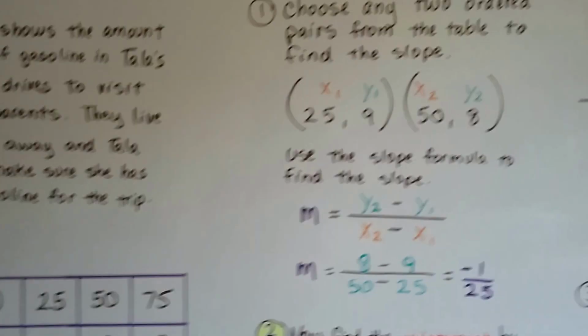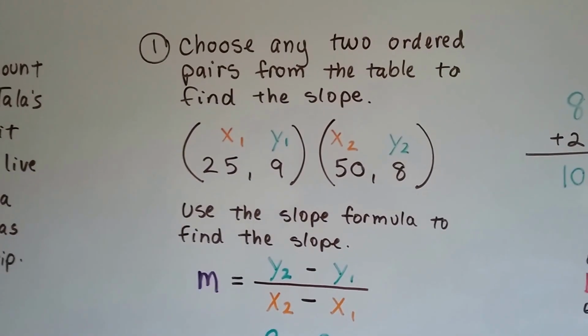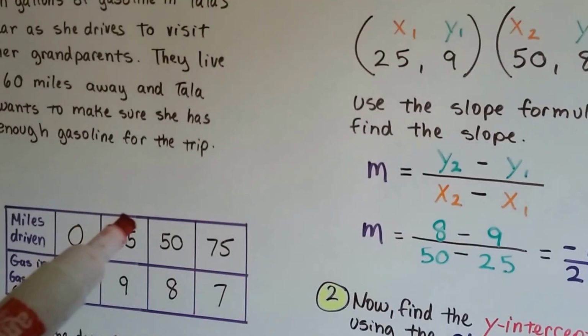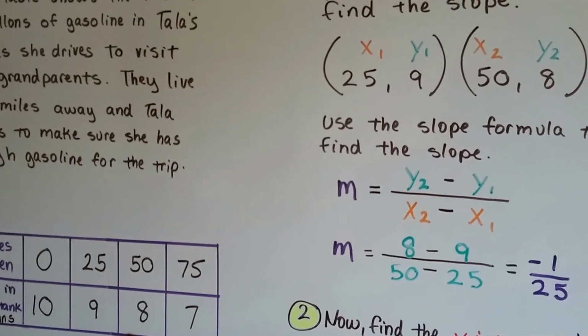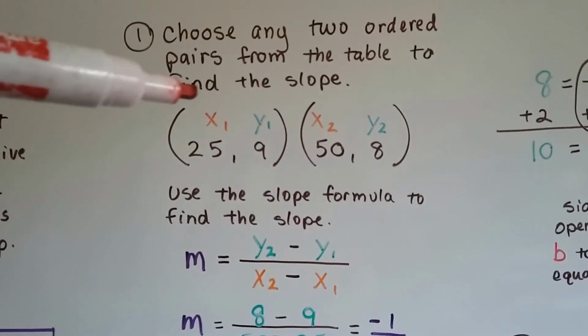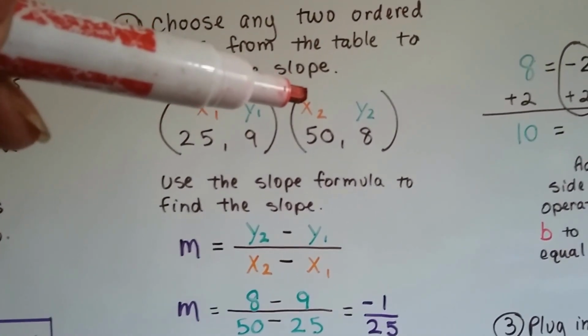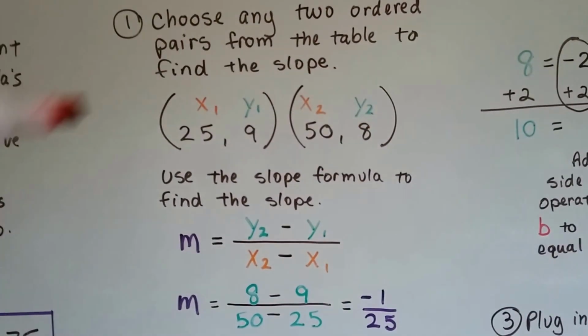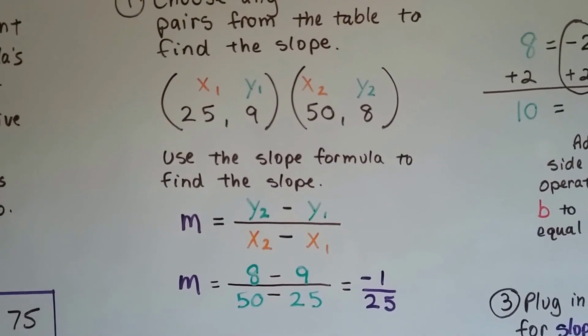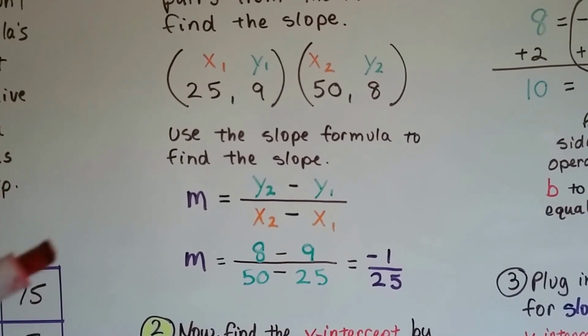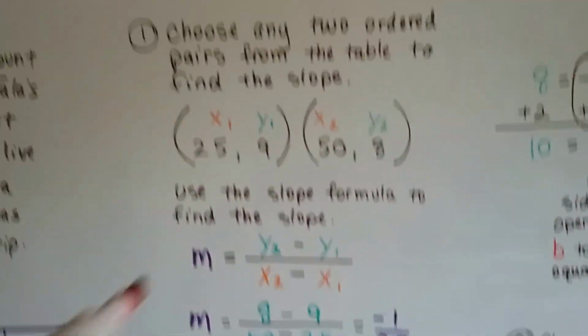So the first thing we're going to do is choose any 2 ordered pairs from the table to find the slope. So I chose 25 and 9 and 50 and 8. So our x1, y1 is going to be the 25, 9, and our x2, y2 is going to be the 50 and the 8. We're going to use the slope formula to find the slope.